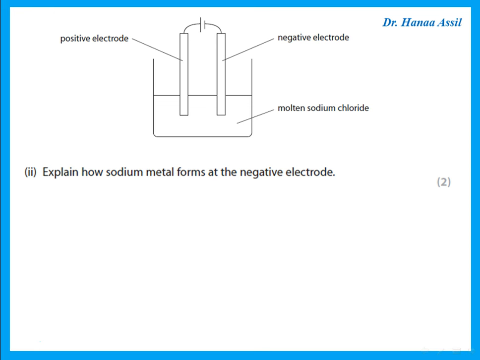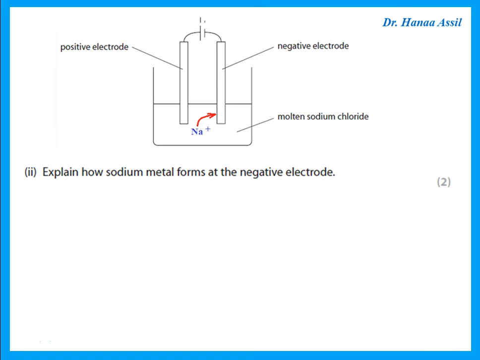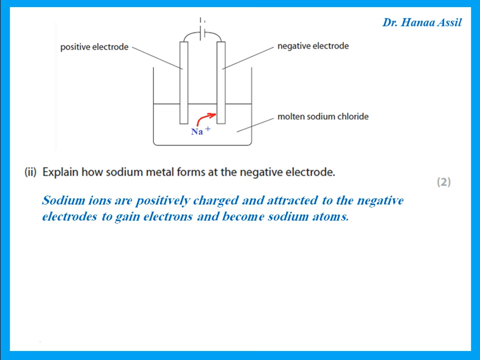Explain how sodium metal forms at the negative electrode. Okay. What is happening here? Remember that sodium ions are positively charged. So it is Na+. Now, it will be attracted to the negative electrode. So remember that sodium ions are positively charged. They are attracted to the negative electrodes to do what? To gain electrons and become sodium atoms. This is how the metal forms at the negative electrode.